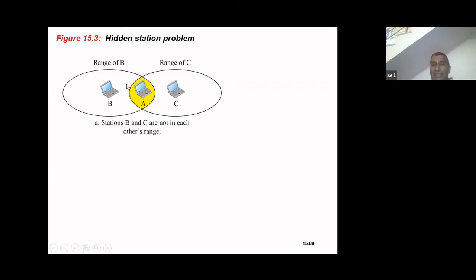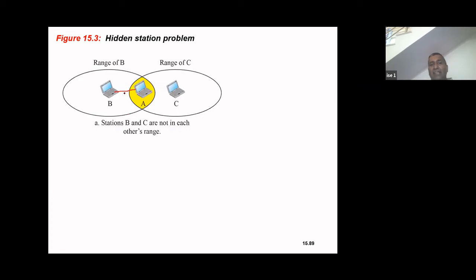Whereas A is in the center of B and C, and can receive signal from both B and C, because it is in the range of both. But the signal from B is not directly heard by C, and C cannot hear the signal from B, because they are hidden from each other. Now, what happens in a scenario where B starts sending a signal towards A?